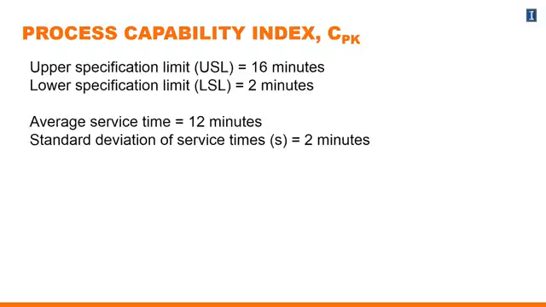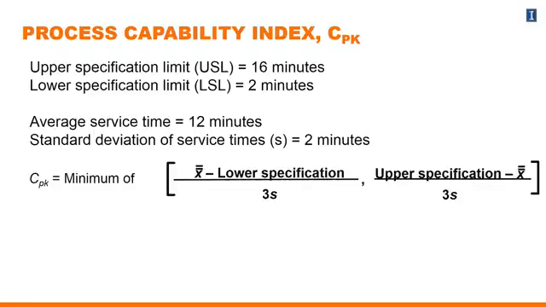All right, so let's take a look at the process capability index. We need to do 2 calculations based on incorporating the mean of the process. Here we're actually going to use that average service time of 12 minutes in our calculations. If you noticed, in the CP calculation, we had nothing to do with the 12 minutes. We simply relied on the 2 minutes of standard deviation.